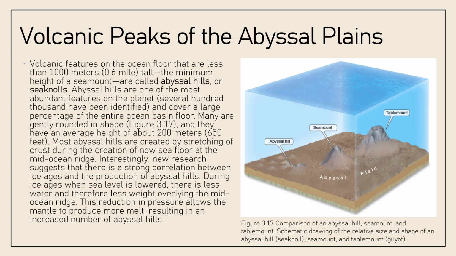Discussing more details about the volcanic features on the ocean floors, those that are less than 1000 meters tall, below the minimum height of a seamount, are called abyssal hills or sea knolls. So you can see in the figure the comparison: lesser than the seamount is our abyssal hill, and the table mount has a flat top. Abyssal hills are one of the most abundant features on the planet; several 100,000 have been identified and cover a large percentage of the entire ocean floor.